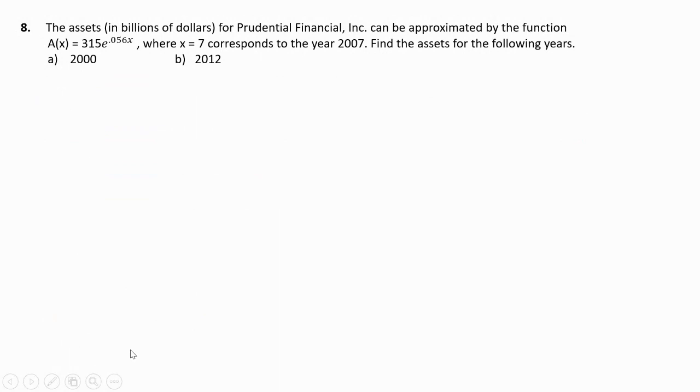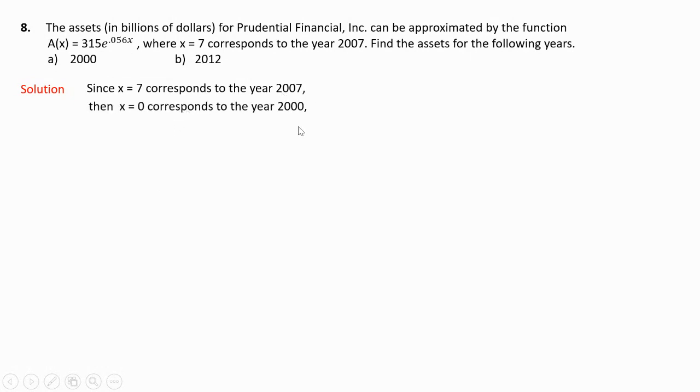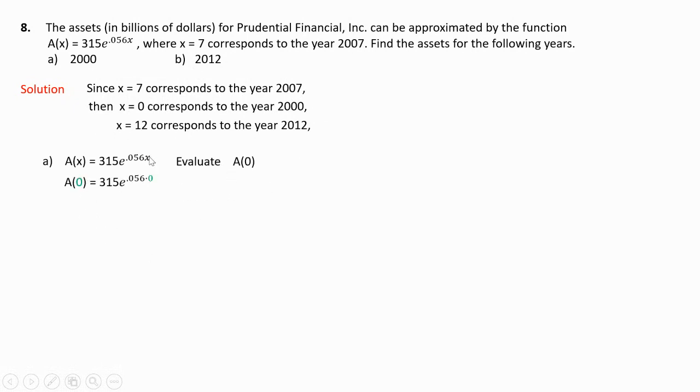The year 2000. So, solution: if x equals 7 corresponds to the year 2007, then x equals 0 corresponds to the year 2000. I believe I said it wrong earlier. For the B part, x equals 12 will correspond to the year 2012. So for the A part, I need to evaluate A of 0, which means I'm going to plug in 0 for every x.